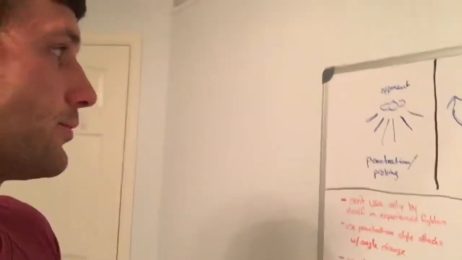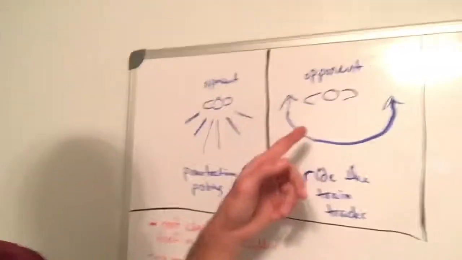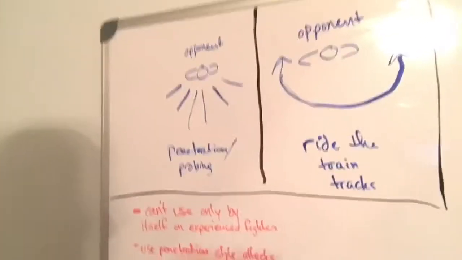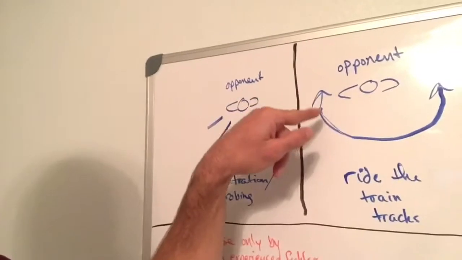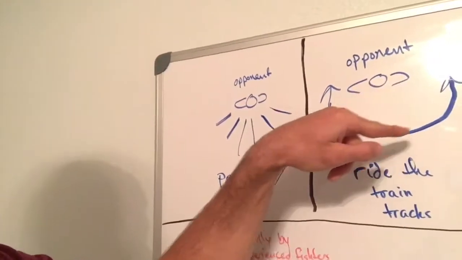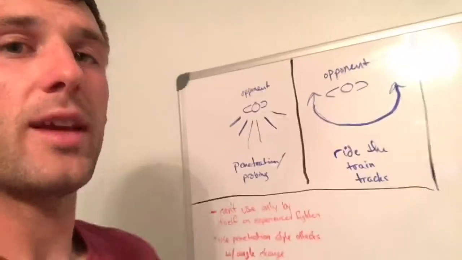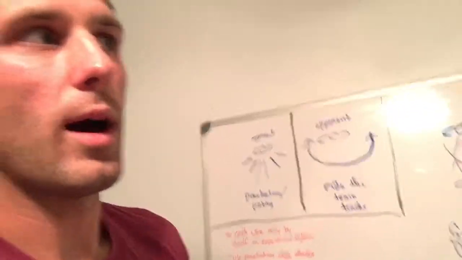The second part here just shows the U shape moving around my opponent. So this is riding the train tracks, right? As I'm throwing my combinations, I'm using my footwork to move around and back, around and back. So I'm able to throw combinations while I'm using my footwork to move and change and create those different angles.